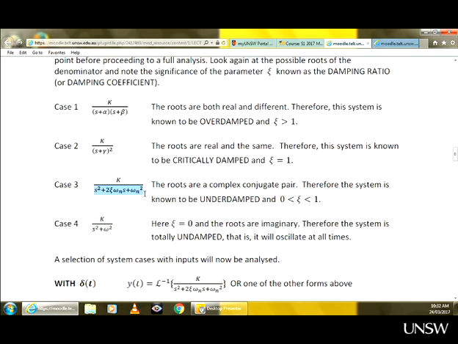Case 3, if we don't have any real roots, so the roots are a pair of complex conjugate numbers. This case is called underdamped because the damping ratio will be less than 1, still greater than 0. Okay, complex conjugate roots. Now you can probably realize why the previous case is called critically damped, because it is just a special case between overdamped and underdamped. So a critical case.